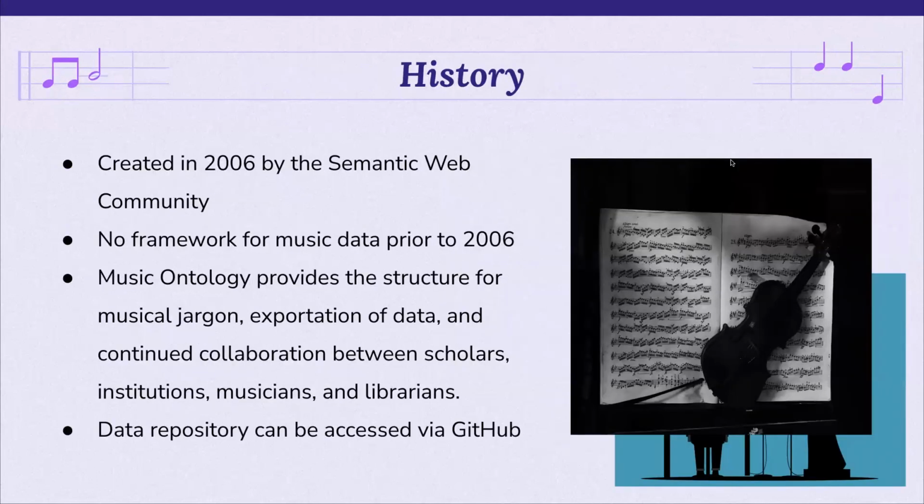We will now address the history of the standard. Prior to the creation of the standard in 2006, there was not a standardized framework for music-related data, resulting in difficulties in areas of interoperability, partnerships, and incorporation of music metadata. This specification resolves the previous issues by providing structure for musical jargon, exportation of data, and continued collaboration between scholars, institutions, musicians, and librarians. The new data repository of the standard can be accessed via GitHub, as the original repository location at SourceForge has deprecated.